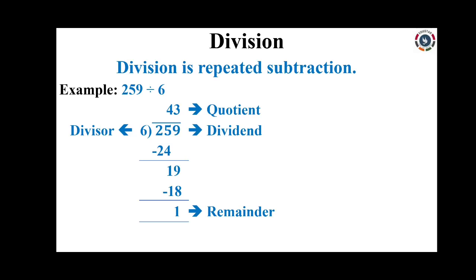Here 259 is the dividend. 6 is the divisor. 43, that means the result of the division, is the quotient. The leftover number is the remainder. The number to be divided is called the dividend. The number by which we divide is called the divisor.